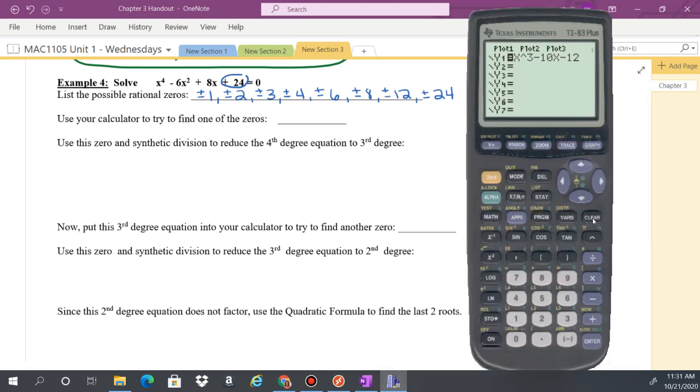Okay, put this in your calculator to find one of the zeros. How many zeros total am I going to have? 4. Good. Okay. So x to the 4th minus 6x squared plus 8x plus 24.